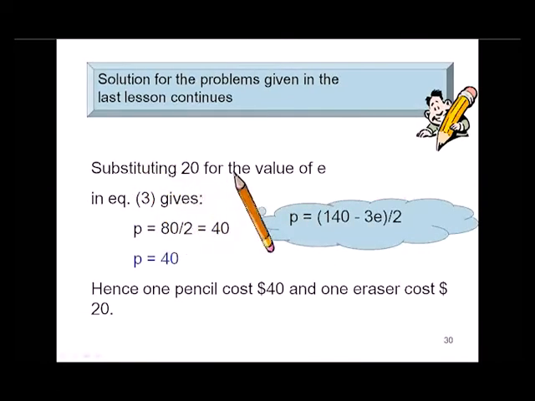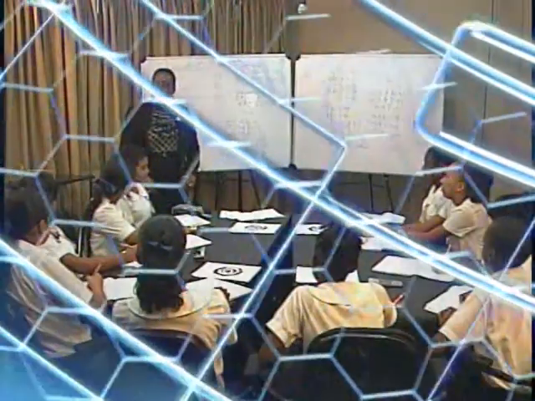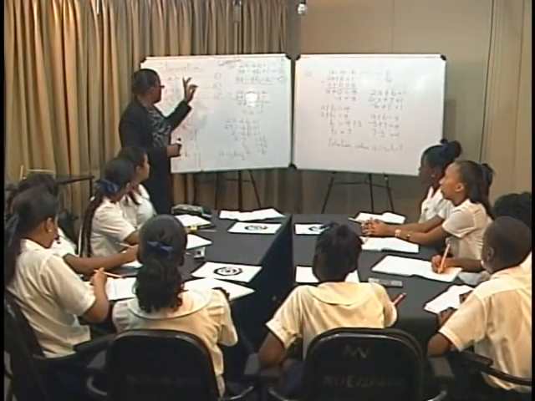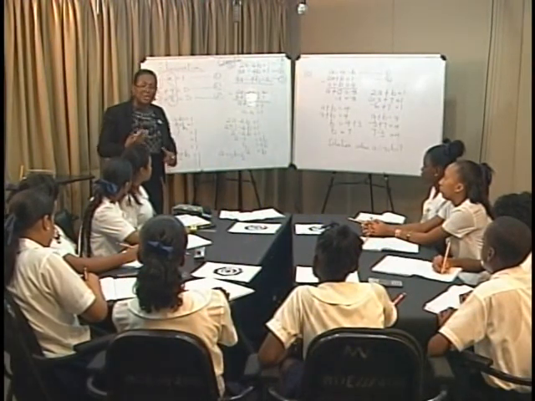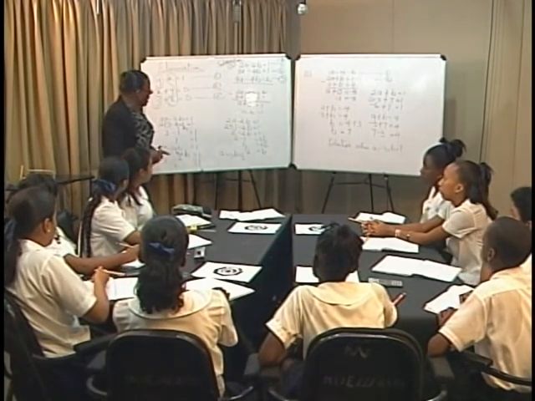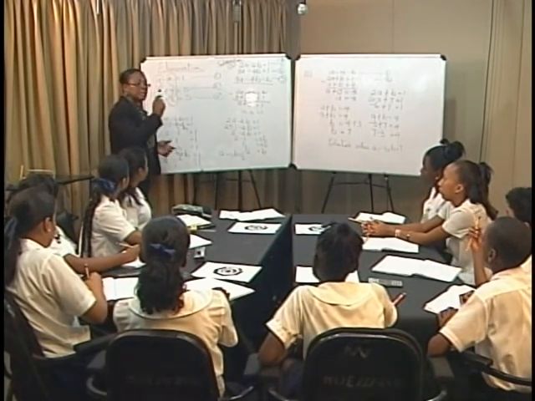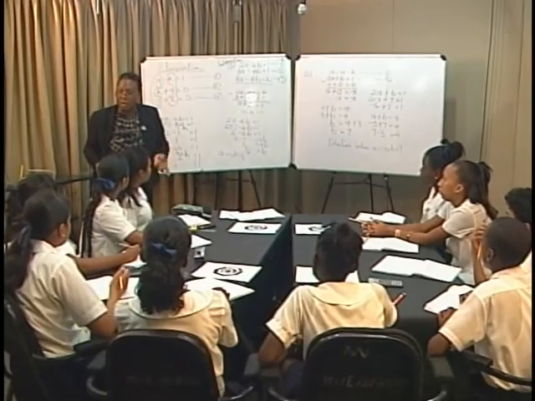Substituting 20 for the value of E in equation 3 gives P equals 140, take 60, divided by 2, which is equal to 40. P is equal to 40. Hence, 1 pencil costs $40 and 1 eraser costs $20. So that is how the method of elimination would aid us or help us in solving 2 equations at the same time that have 2 variables.